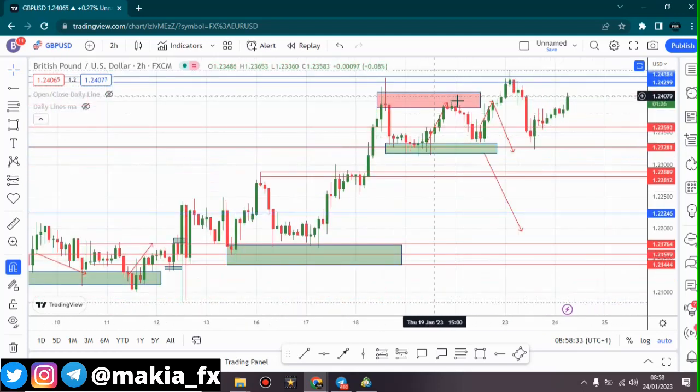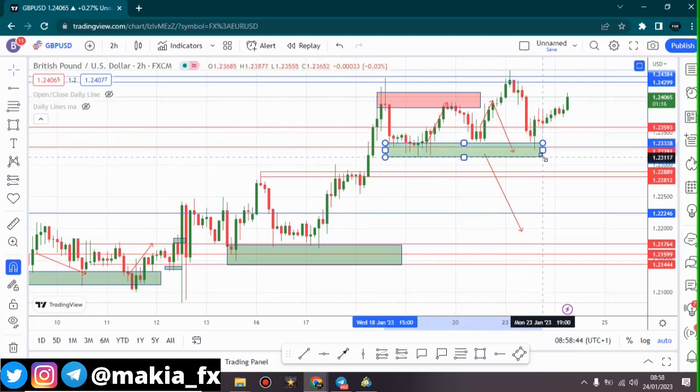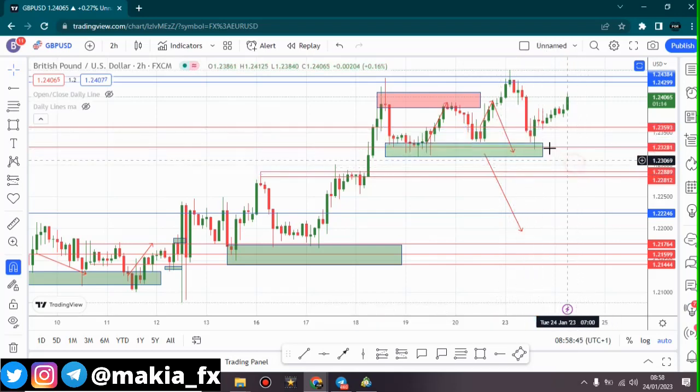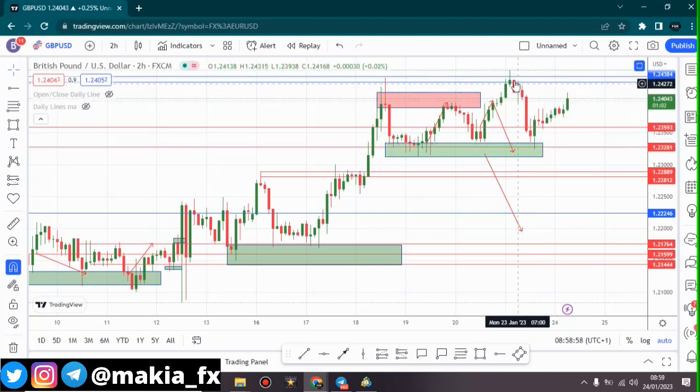We saw how price was able to break this particular area. This was a point of interest. This area was the supply zone. This was a demand zone. We saw how price was able to break through this particular area, and then price fell back down and retested this demand zone, or what you would call a support zone, and price has been bullish ever since then.